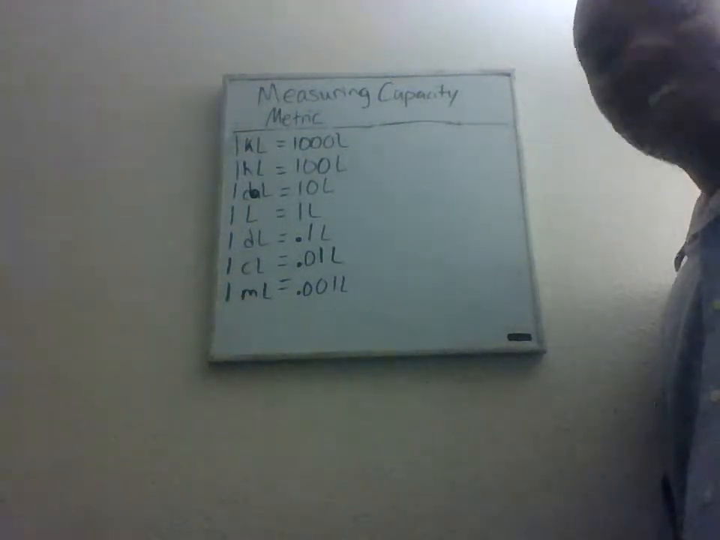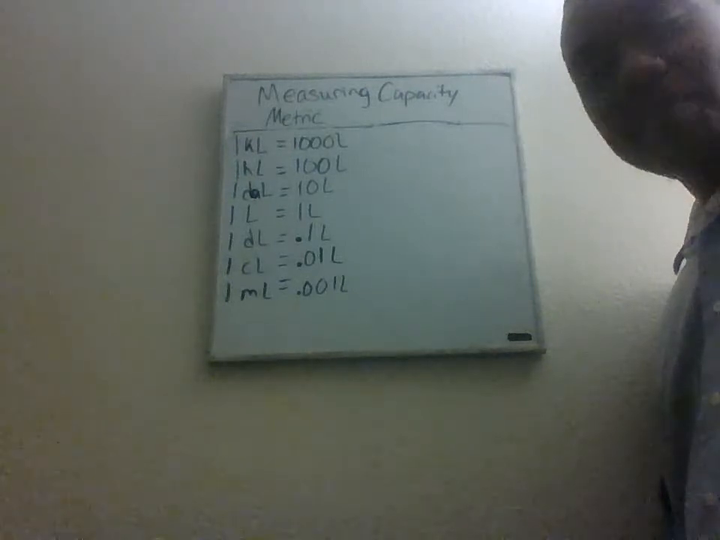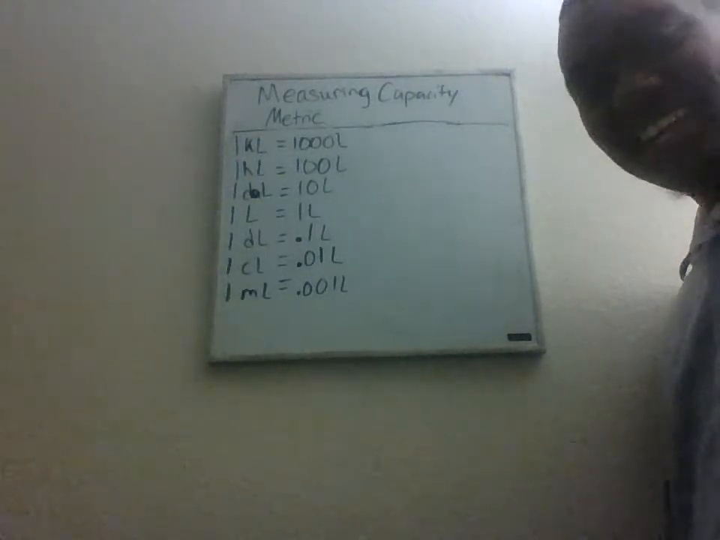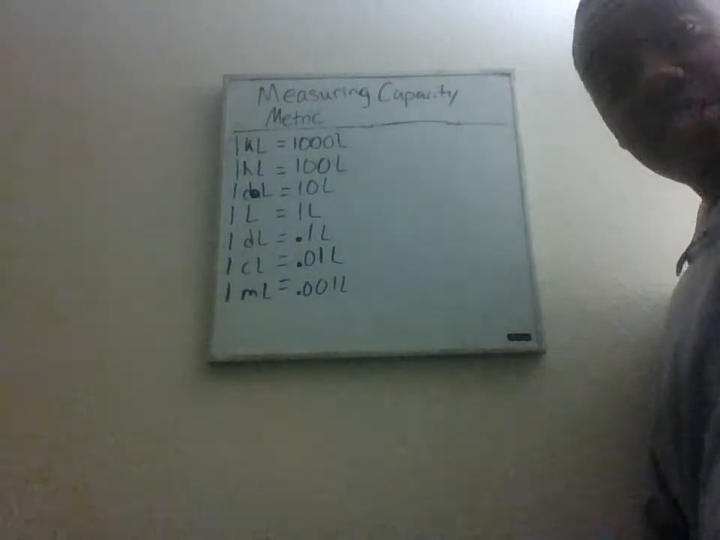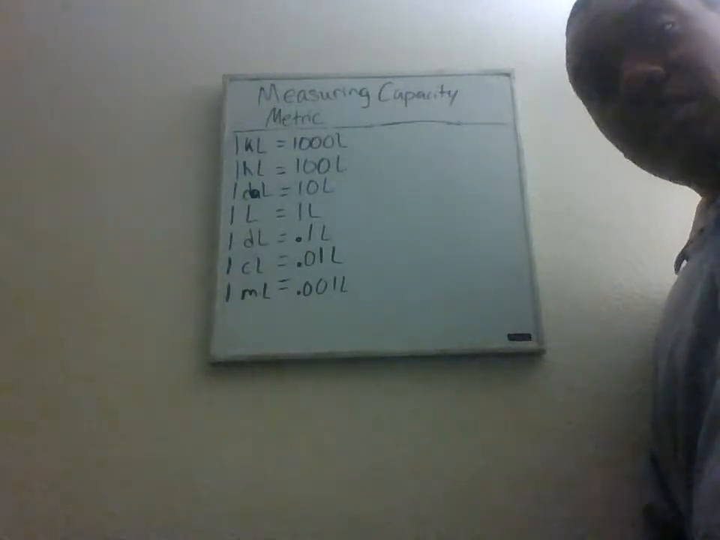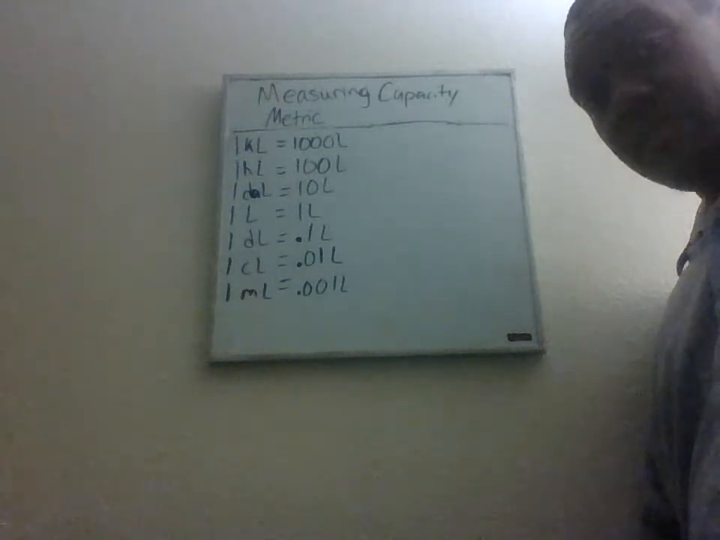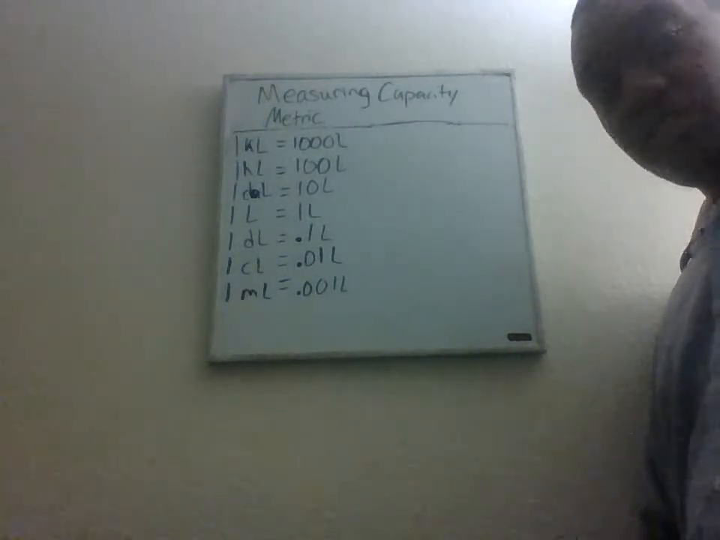Okay, let's look at capacity. And I'm not drinking water this time. So, we're measuring capacity in the metric system. The base unit of measurement for capacity in the metric system is liters. You've probably seen liters several times throughout your life.